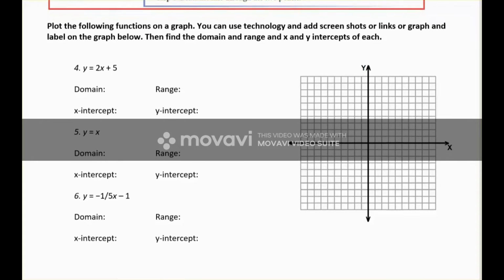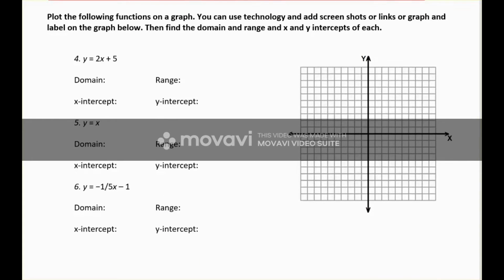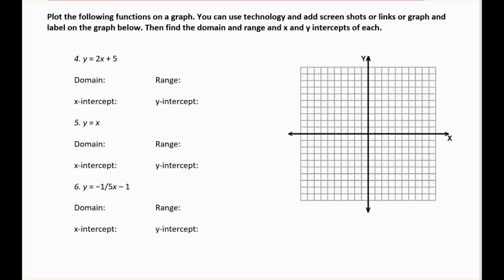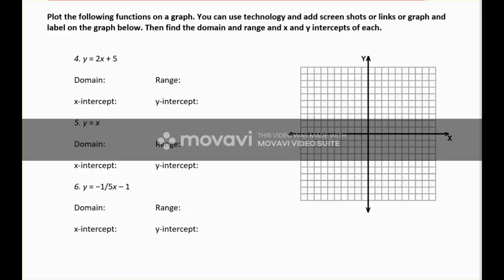So for these 4, 5, and 6, you are going to plot these functions on a graph. You can graph them using technology if you want, or you can go ahead and use your word tools to graph them on this. You can put all 3 of them on here as long as you label them. So let's go over again how you would graph a line using slope-intercept form.